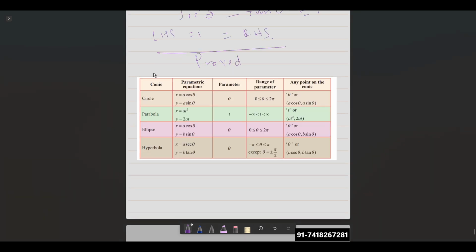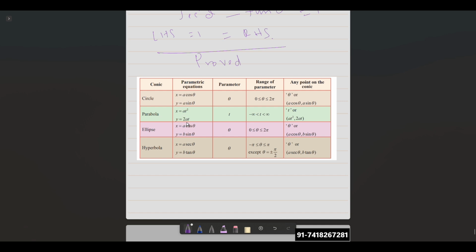So in our textbook, this is the table given. The circle will have parametric coordinates x equal to a cos theta, y equal to a sin theta, where a is the radius, and the common parameter is theta. The range of the parameter will vary between 0 to 2 pi, because for the entire circle, the angle formed at the center will be 360 degrees, which is equal to 2 pi radians. And theta, any point on the conic, if you take the angle as an input, you will get the corresponding output x and y.